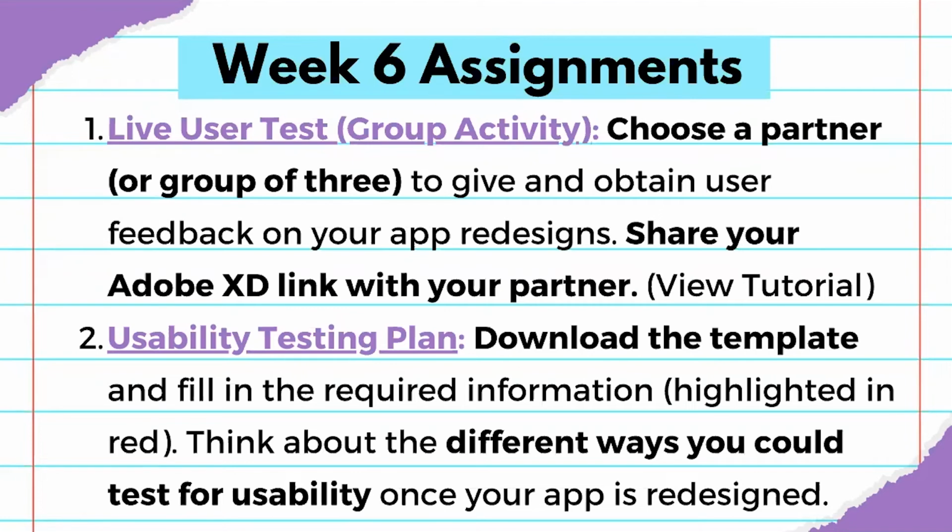Now, for the second assignment in week 6, you're going to do a usability testing plan. And so with that being said, there is a template that you're going to download, and then you can fill in the required information that's highlighted in red. And then you're going to think about the different ways you can test for usability once you have your app redesigned.